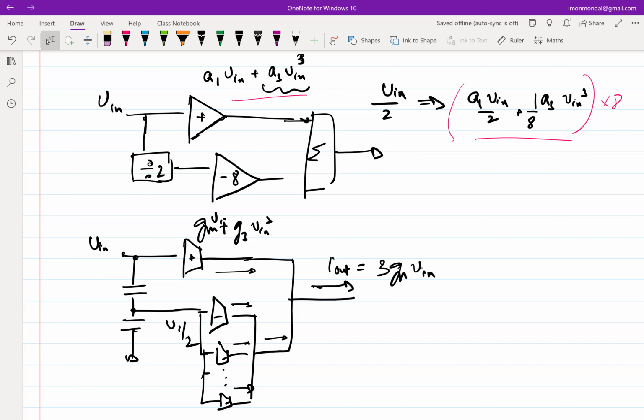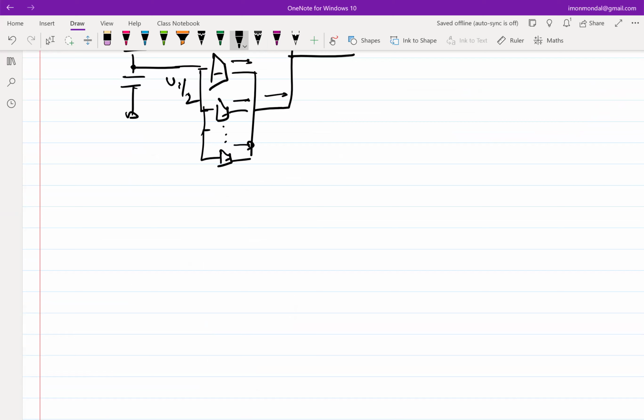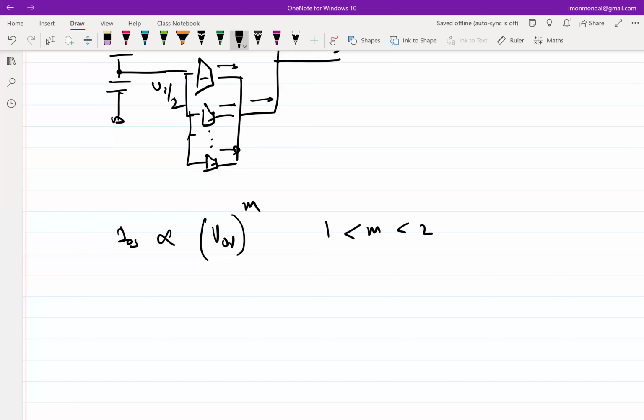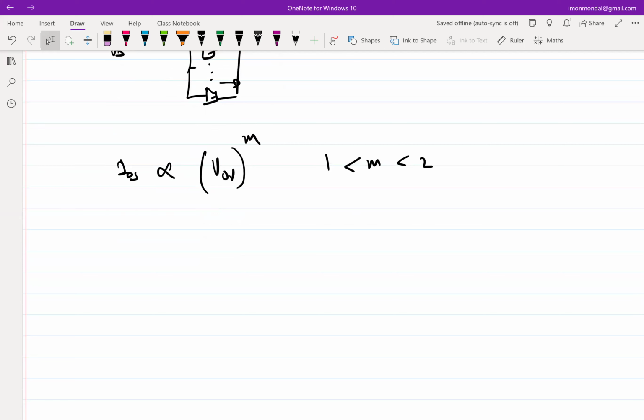Okay, fine. Another interesting thing that people have explored boils down to the first equation that I wrote today, that IDS is proportional to V overdrive whole to the power M, where M is between 1 and 2. Again, this is a model. If you go and check out the exact models, they are not expressed in this way. They have some numerator, some denominator and so on. But if you curve fit within some range, you are going to get a fit like this in saturation.